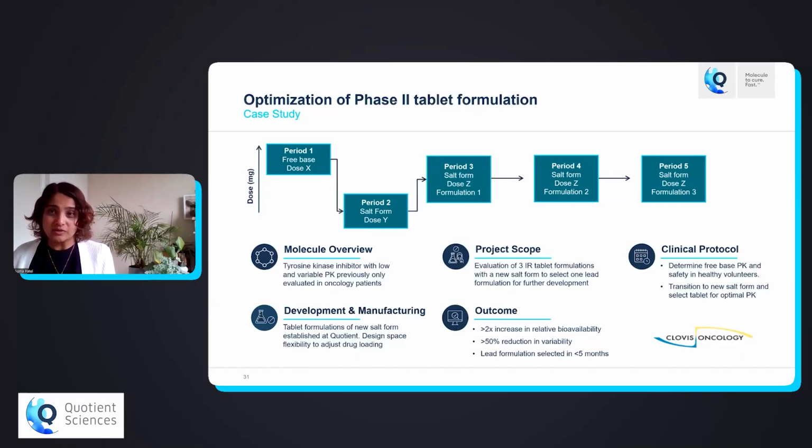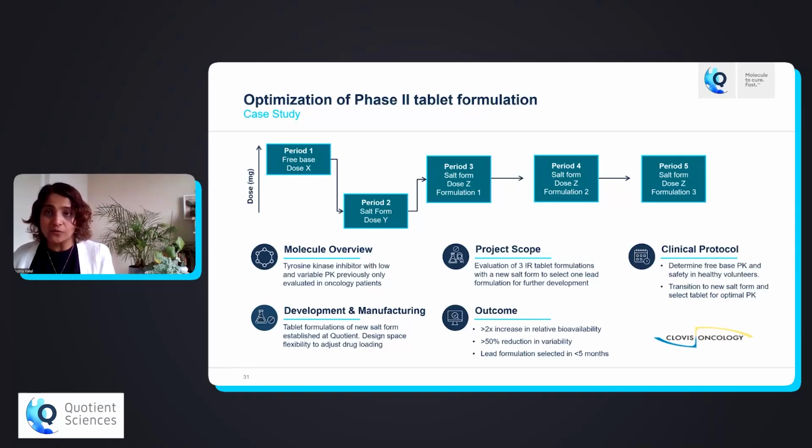The sponsor started the study with a free base form and a fit for purpose formulation in phase 1. And there were challenges with low exposure and variability. So then additional salt forms were developed, and it was critical to optimize the dosage form to improve the exposure and reduce the variability. Quotient conducted a clinical study in healthy volunteers to compare the free base and the salt form. We had design space flexibility and on-demand GMP manufacturing to look at different formulations.